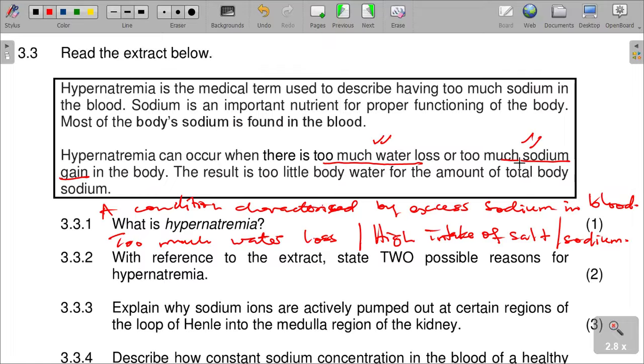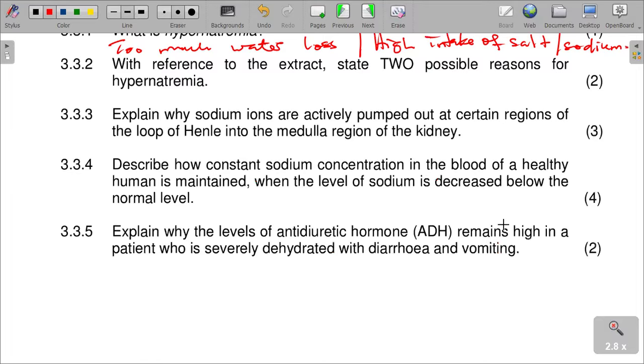And then next question, explain why sodium ions are actively pumped out at certain regions of the loop of the hen into the medullary region of the kidney. Why is it like that? Question 3.3. It is because high concentration of sodium creates what? A steeper concentration gradient.